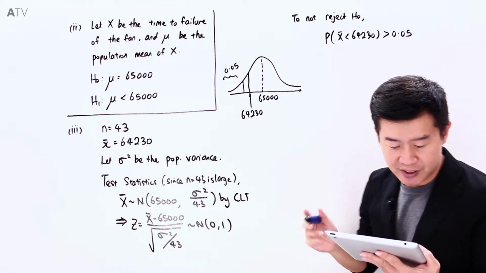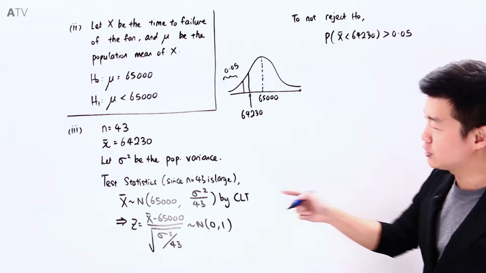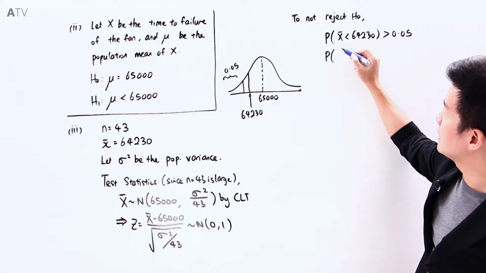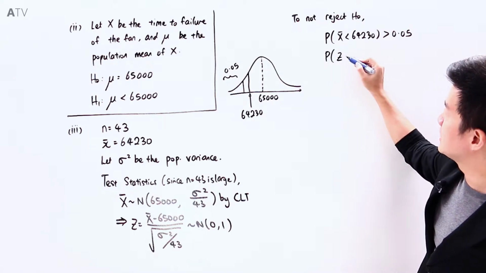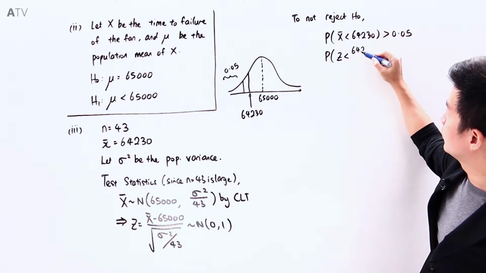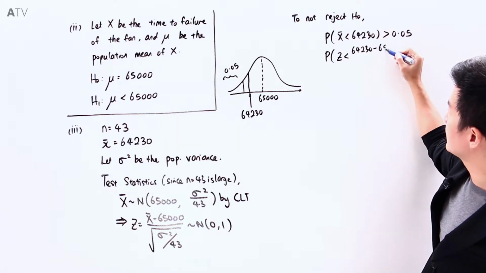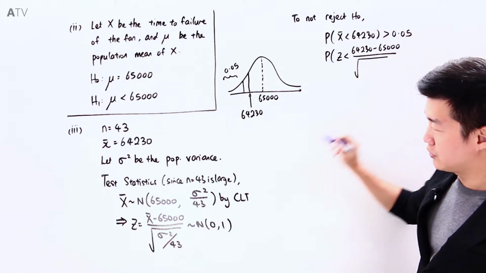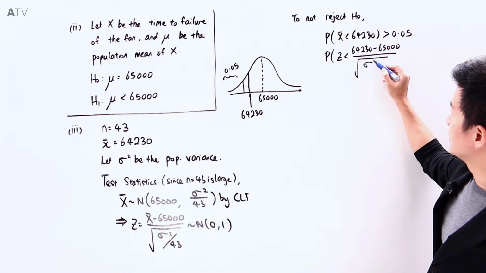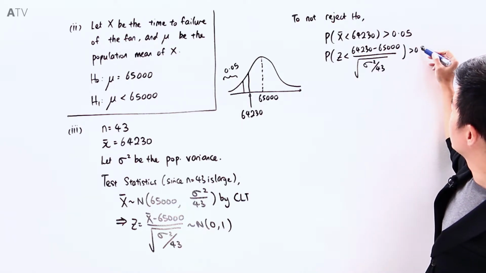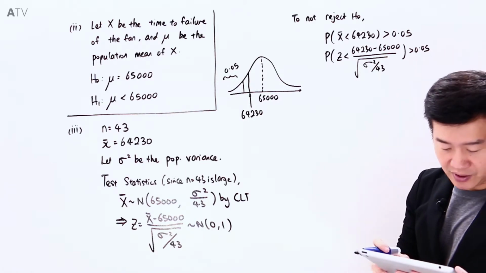So making use of this, let's try to do a standardization to bring in sigma square. Standardizing the left hand side here, this is going to become Z. Standardizing the right hand side of this, it will be 64230 minus 65000 divided by the square root of sigma square over 43. And this is still going to be bigger than 0.05.